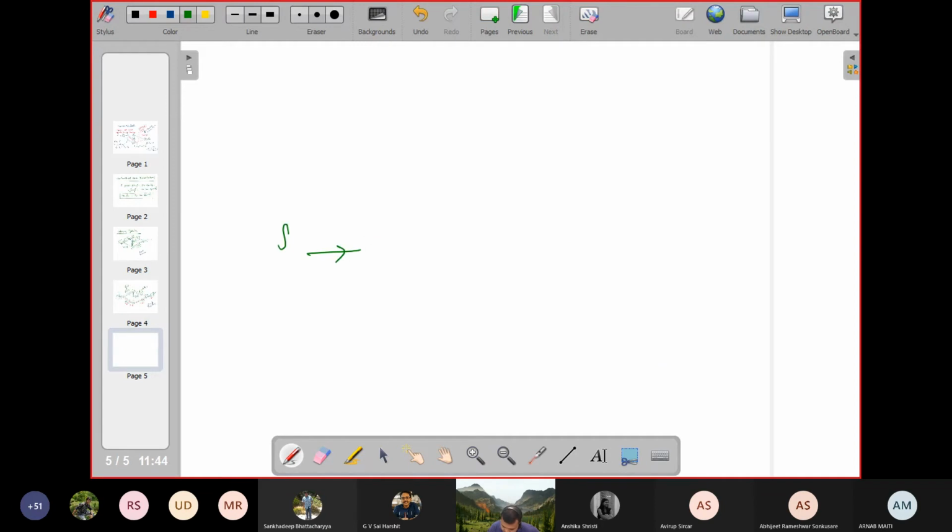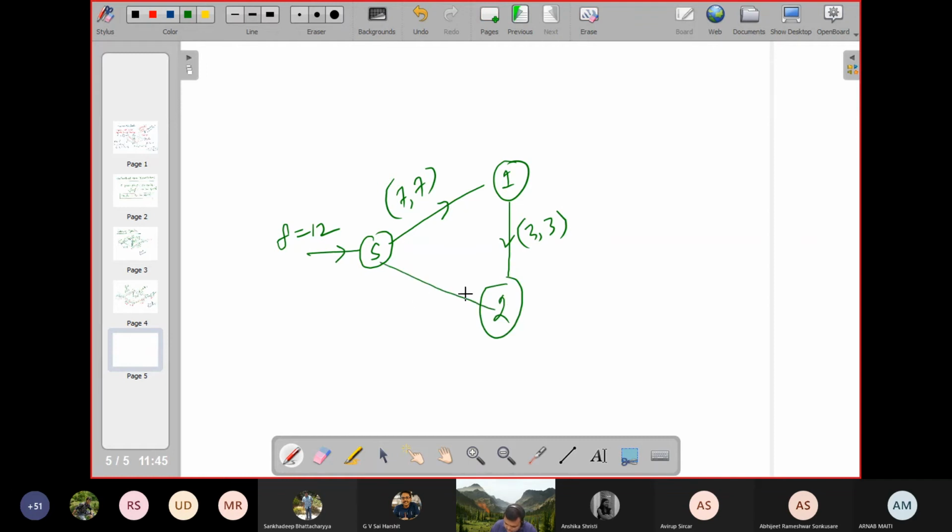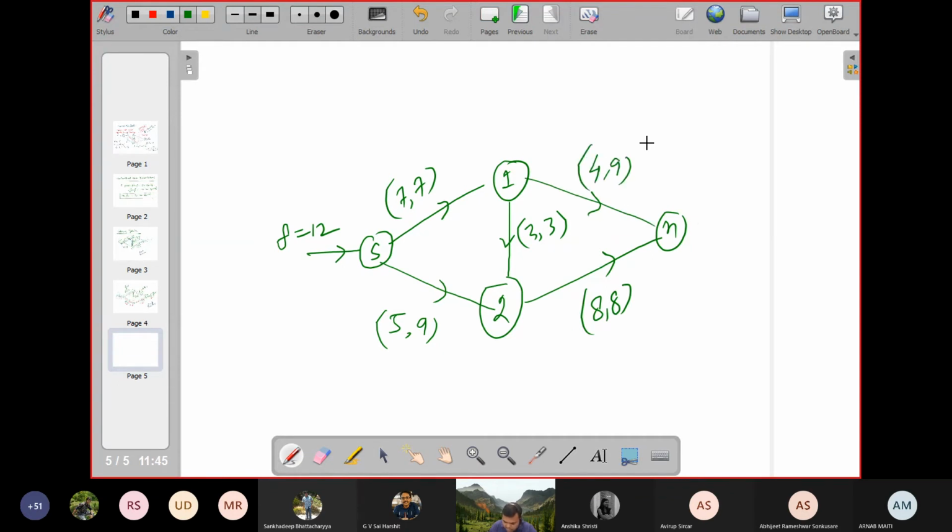So F becomes 12, right? Now an interesting thing will come. So 7, 7, and then 3, 3, and then 2, and then this is 5, 9, and then n, this is 8, 8 now, and now this is 4, 9, right? And here F is 12. So currently this is the situation.